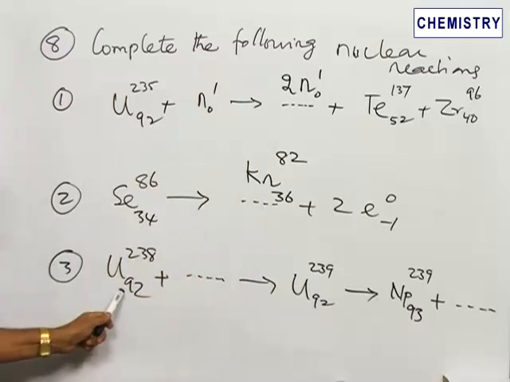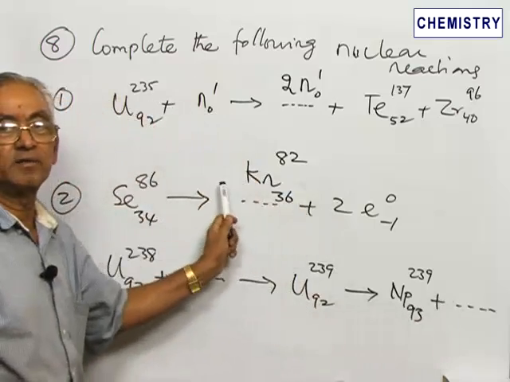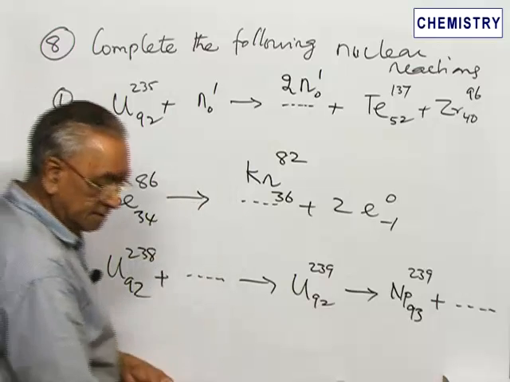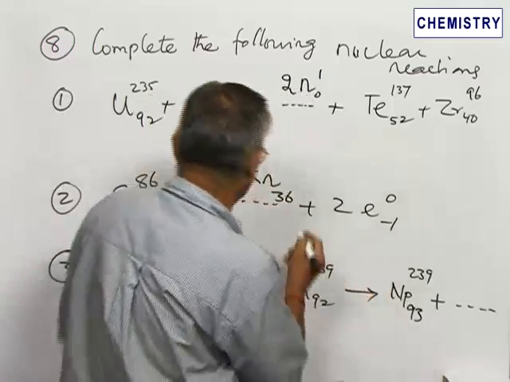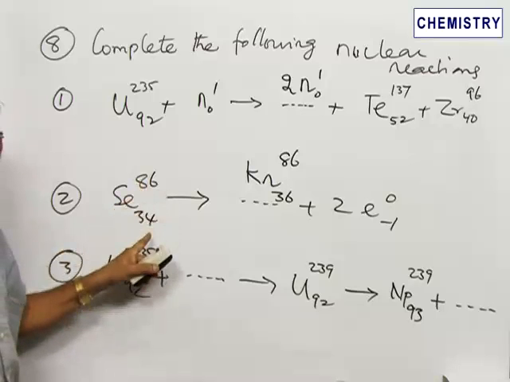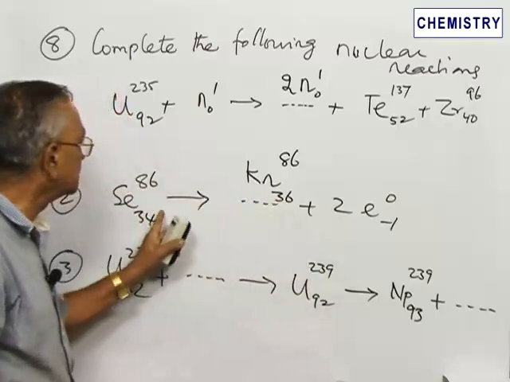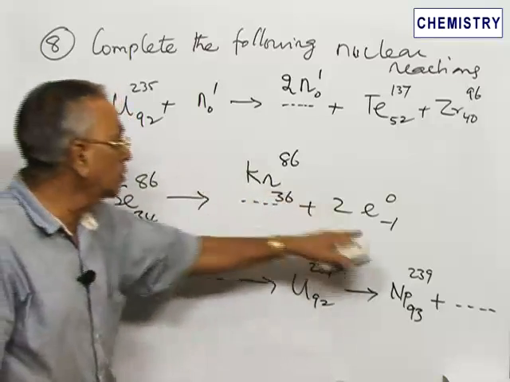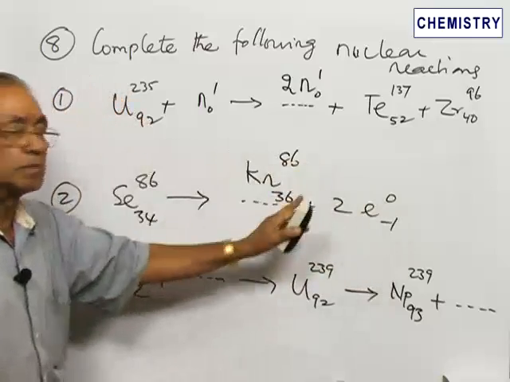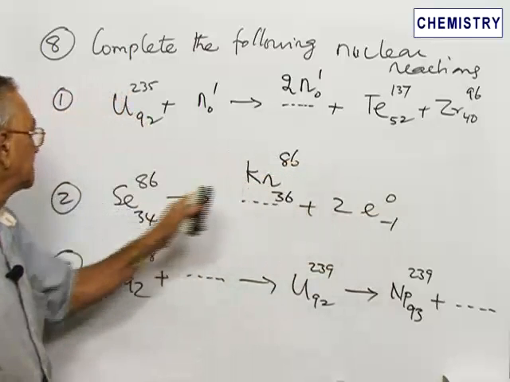The third one has two gaps in this equation. This is only a beta emission from the nucleus of the compound. Actually, this should be 86, because selenium-86 undergoes a beta decay giving rise to krypton of atomic number 36. The atomic number goes up by 2 units because 2 electrons are lost, but there is no change in the mass. Therefore, to balance the equation, krypton should have an atomic mass of 86, the same as selenium.